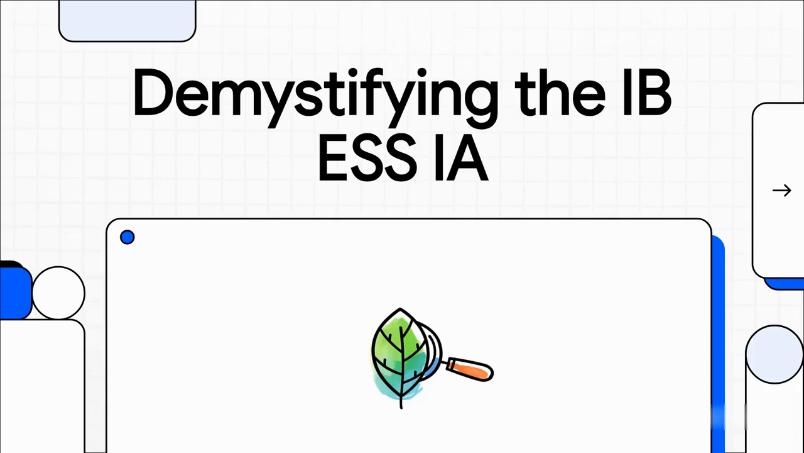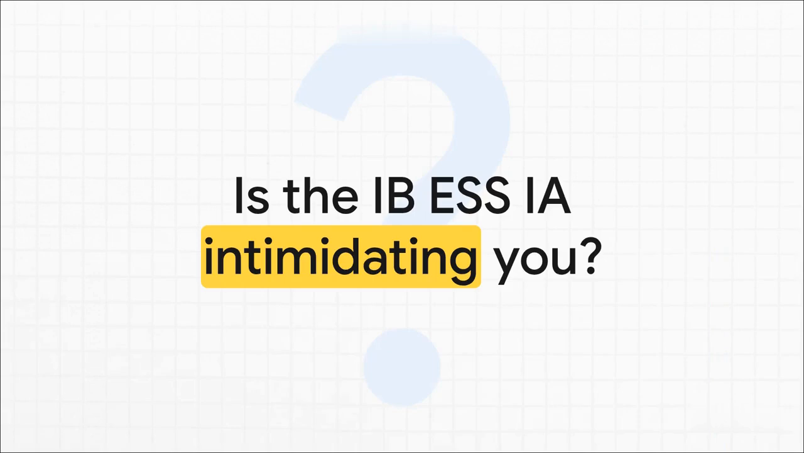Today we are going to totally demystify one of the biggest projects in the entire IB program, the Environmental Systems and Society's Internal Assessment, or as you know it, the ESS IA. So let's be real for a second. Is this thing kind of freaking you out? If it is, you are definitely not alone. It's a serious piece of academic work, and it's designed to be a challenge.